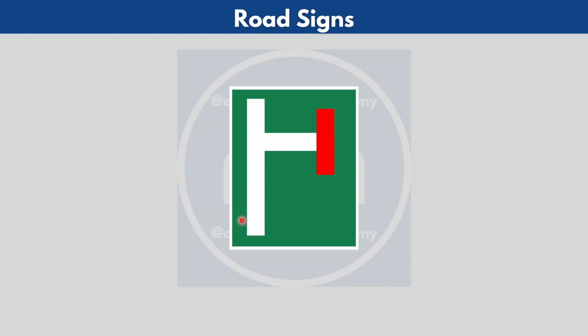So this sign is pretty easy, right? You can see a green background with a white border. We can see a lane going straight ahead, and there is a certain lane that branches off into the right direction, and we can see another red rectangle there. So this sign will basically warn you that there is a dead end towards the right hand side. So this red will represent a dead end.